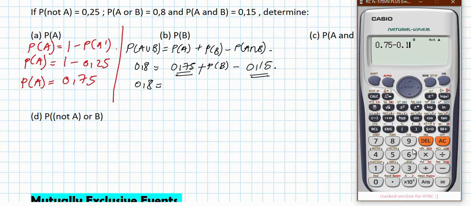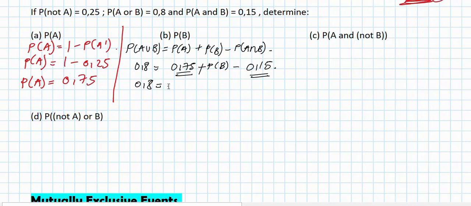0.75 minus 0.15. How much do I get there? Press it, 0.6. So on this side I have the probability of B plus 0.6, because we take the sign of a bigger number. Then I transpose this value to the other side. I have 0.8 minus 0.6, that must be equal to the probability of B. Now, which means the probability of B is equal to how much? 0.2.